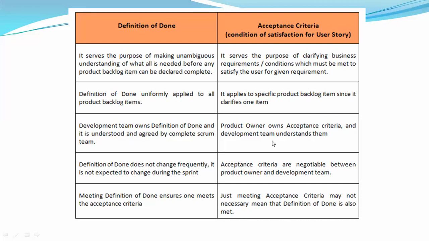And then the definition of done, it does not change frequently. For each sprint, it will not change. Rarely, once the team has started working with a particular definition of done, they will follow it for all the user stories, epics, everything. So acceptance criteria is negotiable, and definition of done is something we don't change frequently. It does not mean that we should not change the definition of done at all. It can be changed, correct.